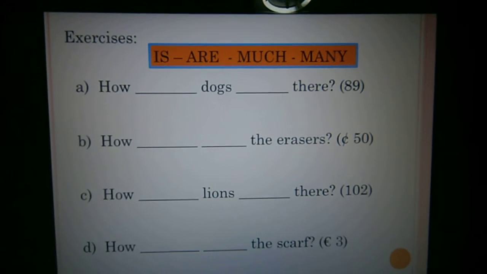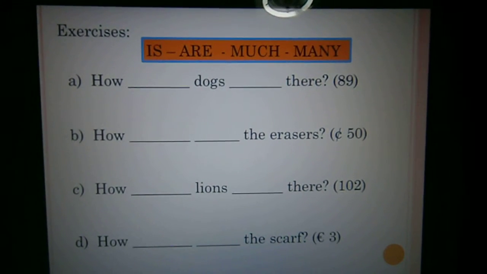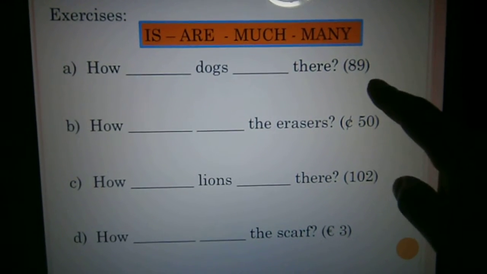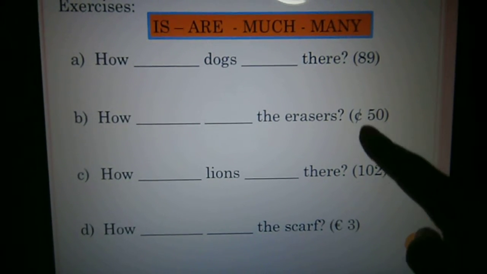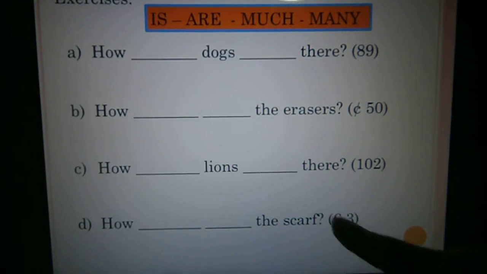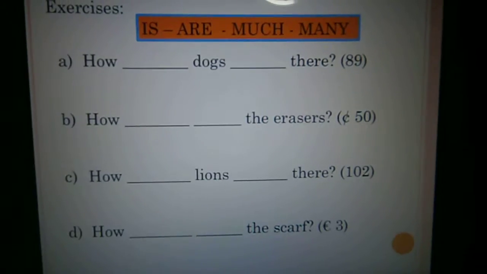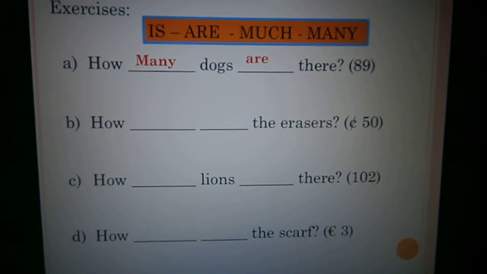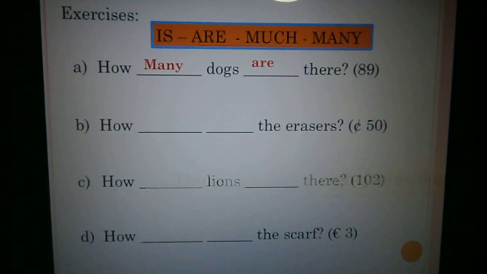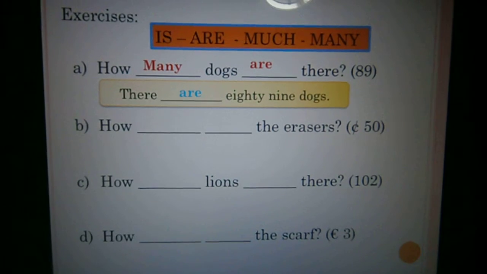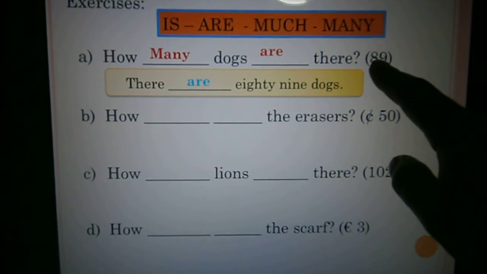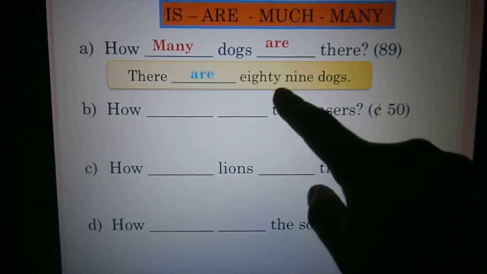And here you have different questions. Obviously, at the end in parentheses, you have different numbers and numbers with different symbols, as you can see in letter B and in letter D. Let's see letter A. How many dogs are there? There are 89 dogs. Here you have in numbers, and here you have the numbers but in letters.